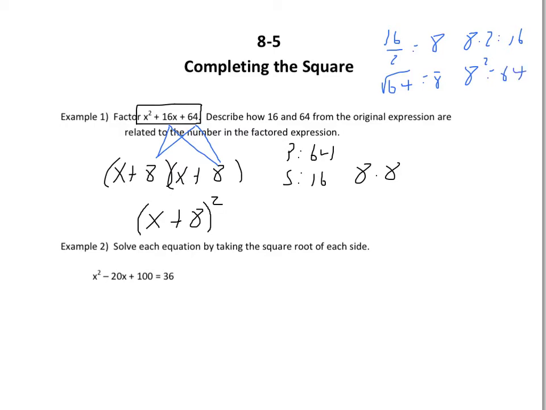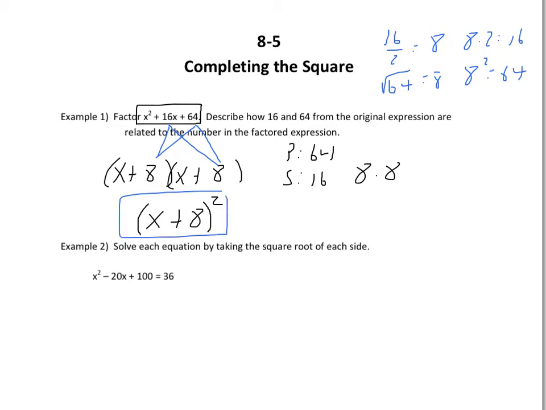And we're going to use that characteristic and that quality to complete the square. Completing the square means that we're trying to create a trinomial that is a perfect square, so that when you factor it, you can write it like that.